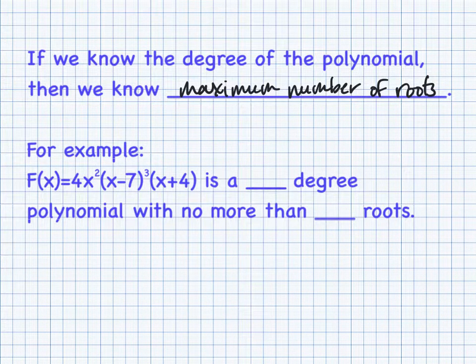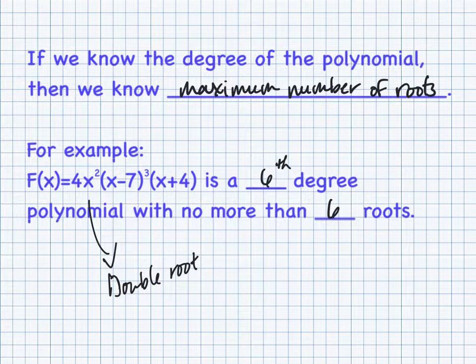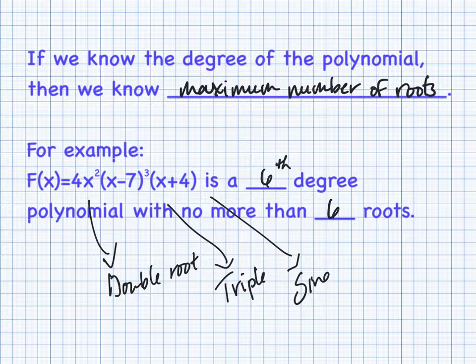For example, 4x to the second, so that's 1, 2 parts of the 2 degrees, 3 degrees, 1 degree, so I have a total of 6 degrees, which means this is going to have no more than 6 roots. This particular one only has 3 roots because that is considered a double root. That one's considered a triple root at 7, and that one's considered a single root at -4.